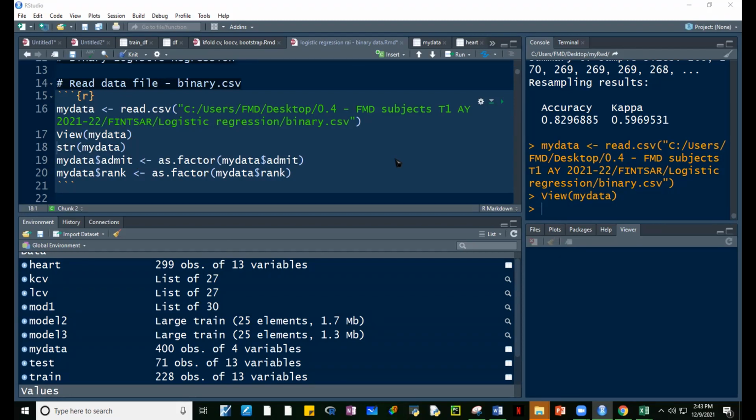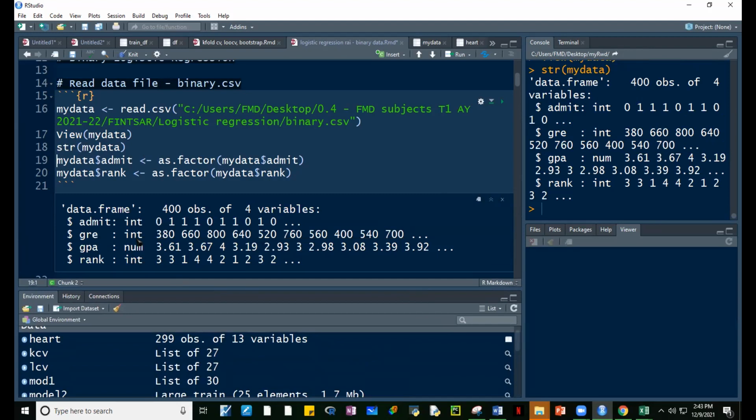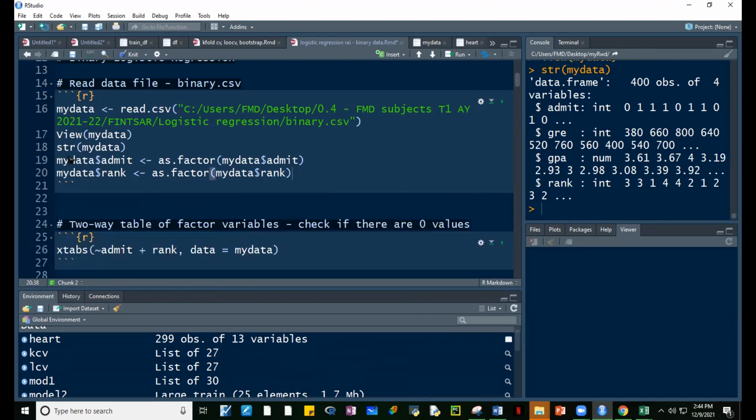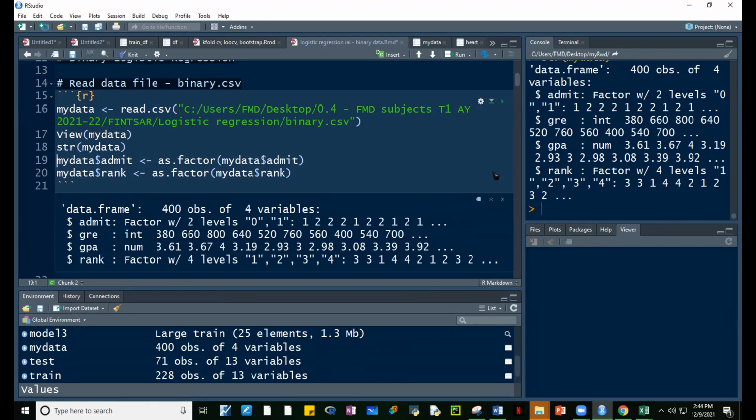Okay, thank you. Then let's take a look at the structure of my data, and we find that yung admit at saka rank, they are integers. We don't want them to be integers. We want them to be factors. That's why we converted them, admit and rank, into factors. Okay, so let's just run this, and then check with the structure. So they're now factors. Okay, good.